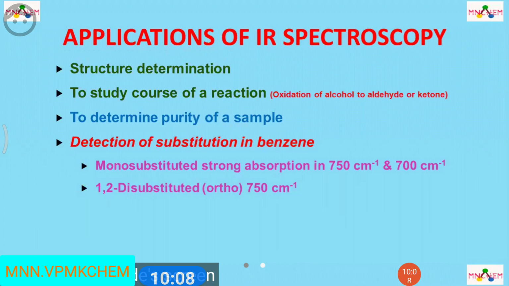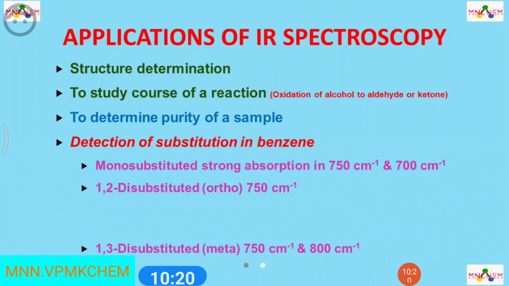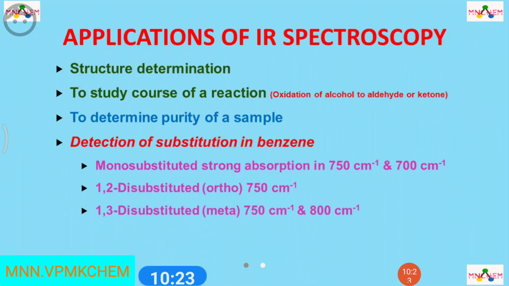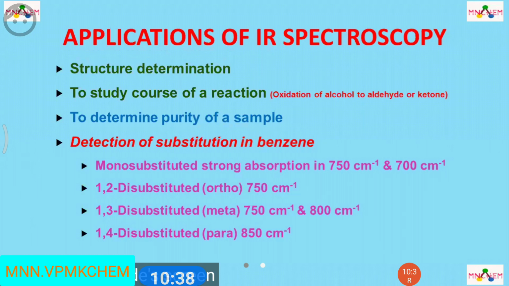When we have di-substituted benzenes, there are three types. 1,2 di-substituted benzenes, ortho, absorb at 750 per centimeter and give one band. 1,3 di-substituted benzene, or meta, shows two bands in the region of 750 per centimeter and 800 per centimeter. Whereas para di-substituted, that is 1,4 di-substituted benzene, shows only one band at 850 per centimeter.